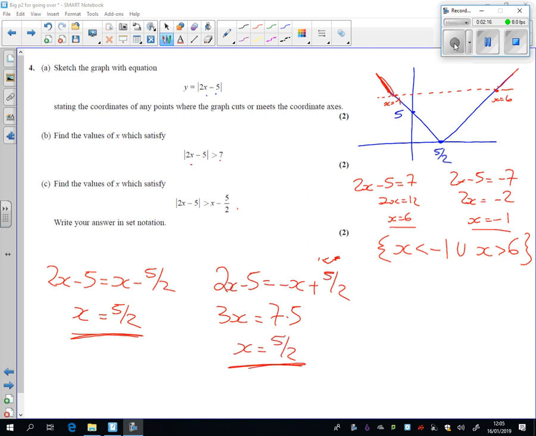That gives me x equals 5 over 2 again. So this has found out that this line here, x minus 5 over 2, is actually a straight line here that just touches in this one point. That tells me that the blue one is always above the red one, except at that one point. The only time the blue one isn't above the red one is when x is equal to 5 over 2. That's the only point there. It only crosses once.